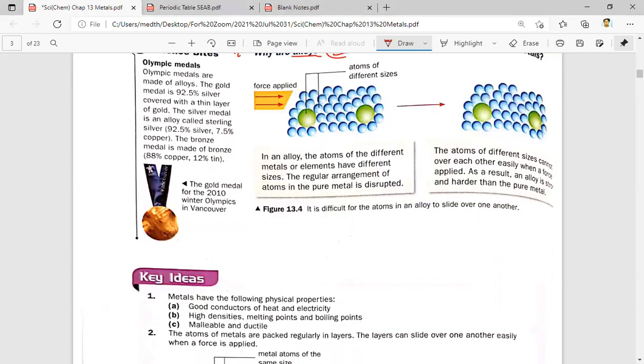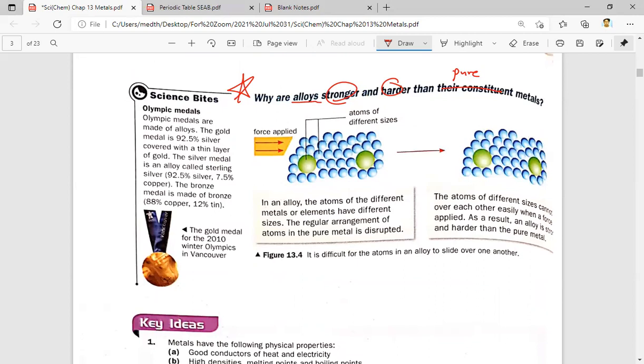First thing is that in an alloy, the atoms of the different elements, the atoms of the different metals or elements, have different sizes. You can see here, all these blue dots are the pure metal atoms. When you introduce another element, you realize that they disrupt. You can see here, the regular pattern of the blue balls is disrupted. So in an alloy, the atoms of different metals or elements, because of their different sizes, disrupt the regular arrangement of the atoms in the pure metal.